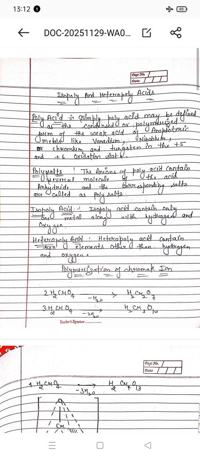Isopolyacid. Isopolyacid contains only one metal along with the hydrogen and oxygen. Heteropolyacid contains two elements other than hydrogen and oxygen. Polymerization of chromate ion.